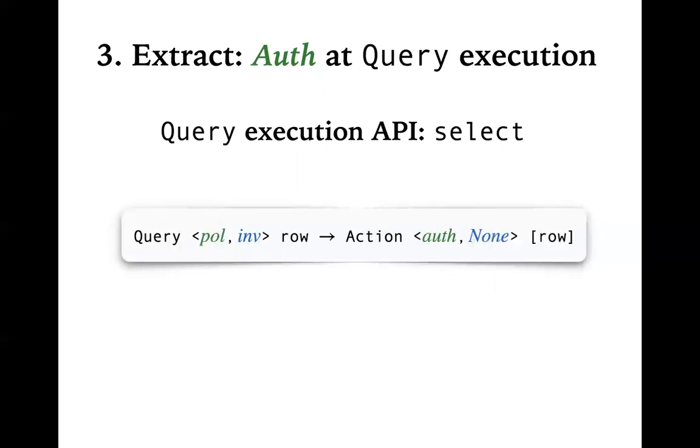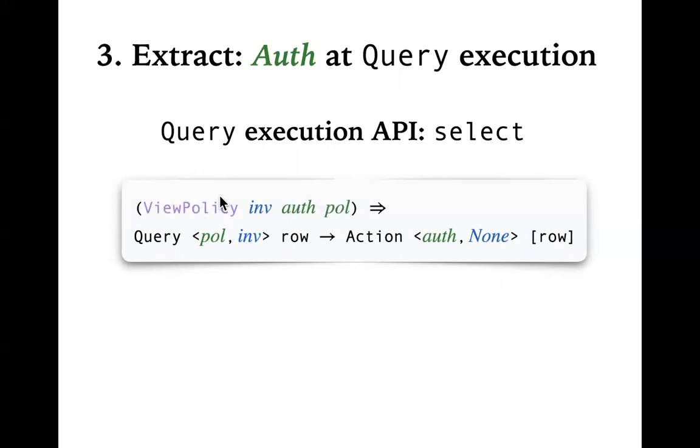We are going to give it a more refined type that says that if the query had some policy and some invariant, then when you execute the select, the set of authorizees is given by auth, which is different than policy. We'll see why in a second. And of course, there are no observers because right now we're not sending any data out. But there's a very subtle relationship between auth and policy and invariant. And here's what that is.